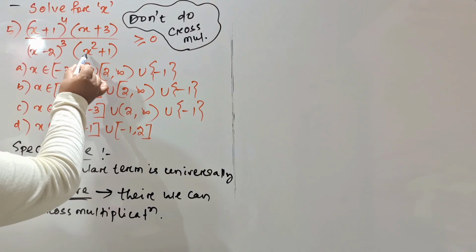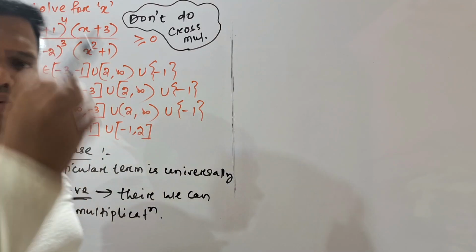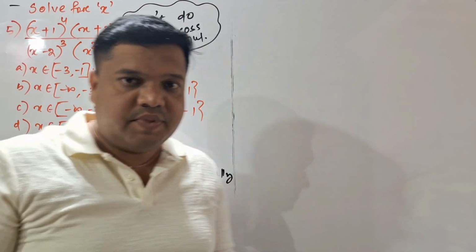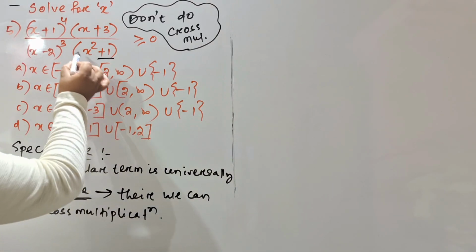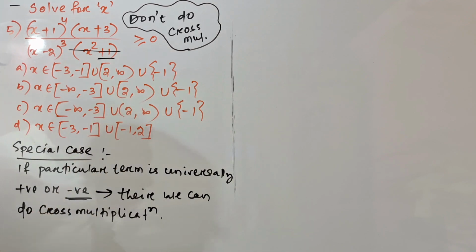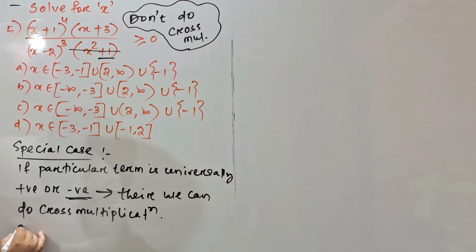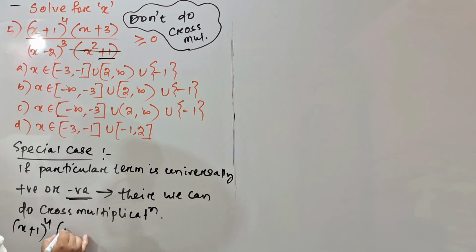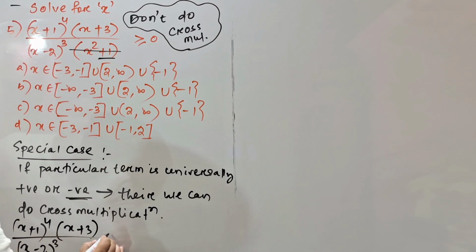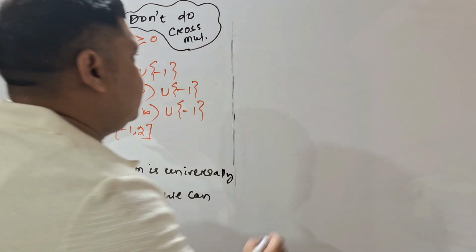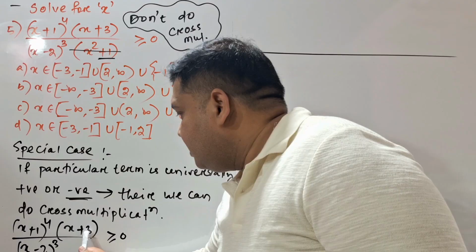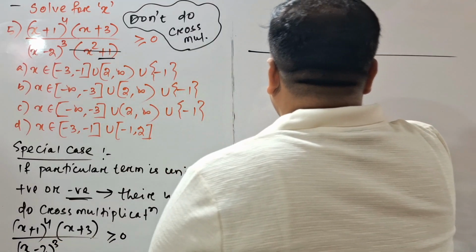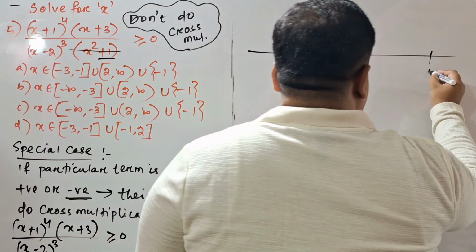So it is not a universally positive term. But here if you observe, x square plus 1, in place of x whatever you write, square means it is positive, then plus 1 is there. So it is a universally positive term. So here you can do cross multiplication. So the question is x plus 1 to the power 4 whole into x plus 3 divided by x minus 2 the cube. It is greater than equal to 0. So how many critical points are there? Here number of critical points is 3. That is minus 3, minus 1 and 2.